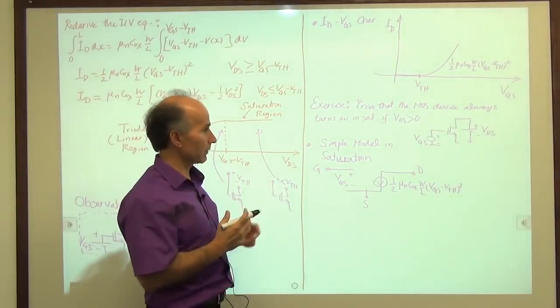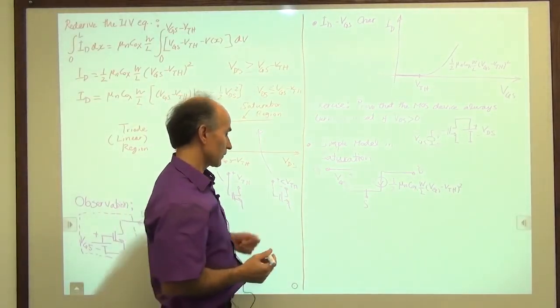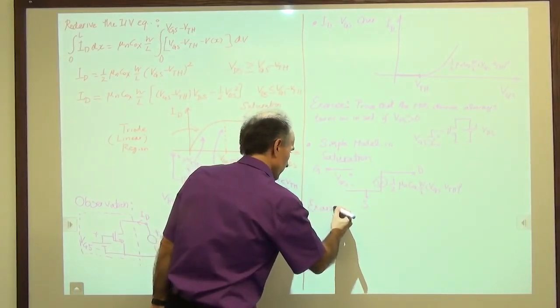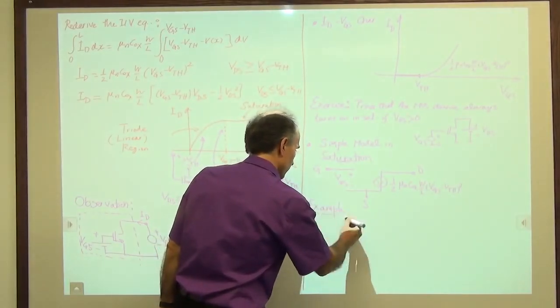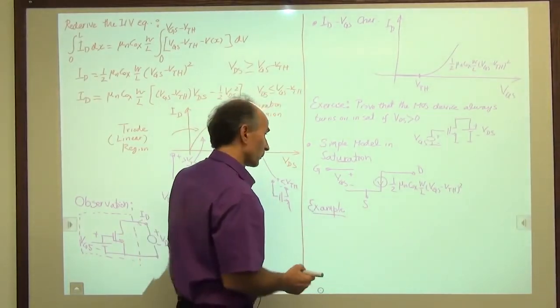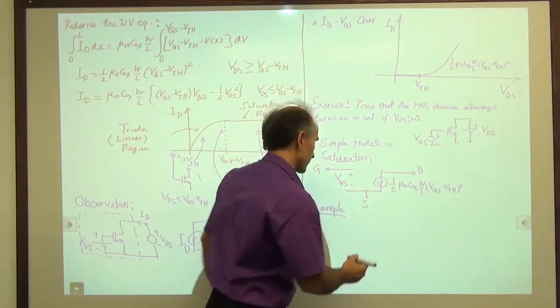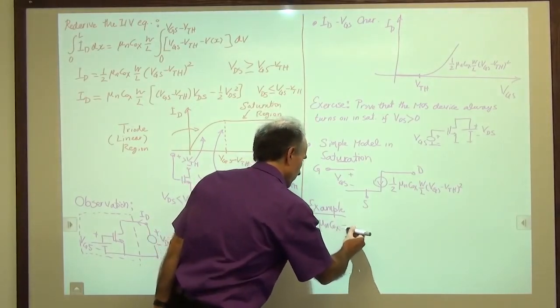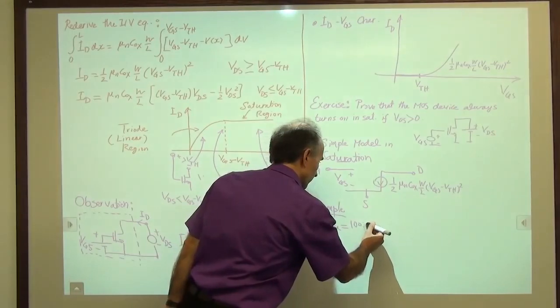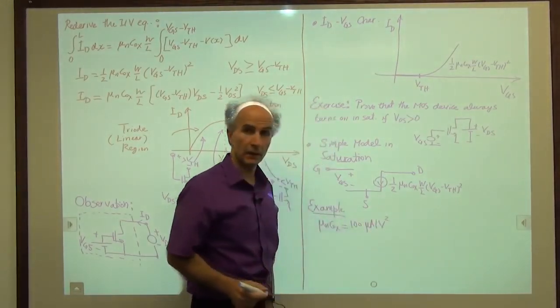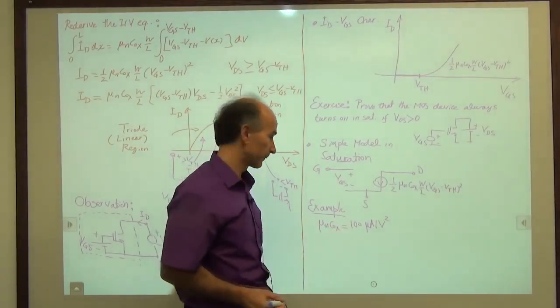Okay, so we have a simple model that we can use. Let's just look at an example to further familiarize ourselves with this. So I just picked some numbers to get a feel for what's going on. We typically describe mu n C ox as one number. So let's say mu n C ox is 100 microamps per volt squared. A very strange unit, but that's how it is.